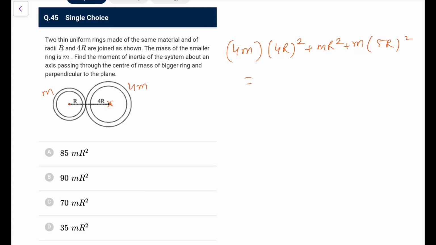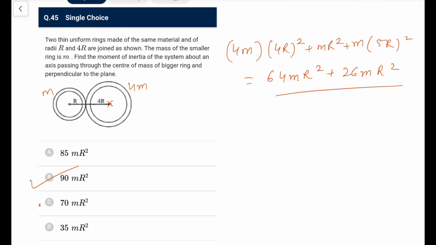So what you have, 16 4s are 64 mr square. This is 25 26 mr square. 64 and 26, what we get now, 1790 mr square. So go for option B. That should be my answer. Next. So this was the question number 45th.